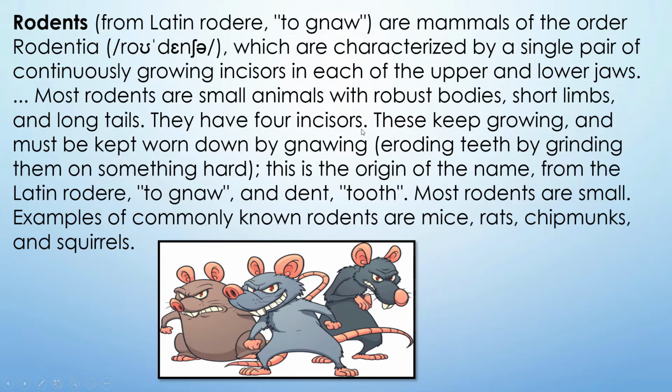They have 4 incisors. These keep growing and must be kept worn down by gnawing, eroding teeth by grinding them on something hard. This is the origin of the name, from the Latin rodere, to gnaw, and dent, tooth. Most rodents are small. Examples of commonly known rodents are mice, rats, chipmunks, and squirrels.